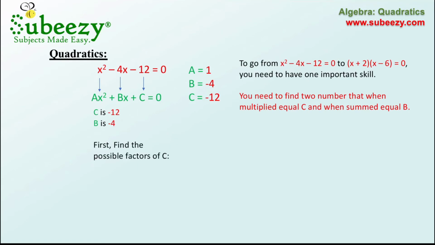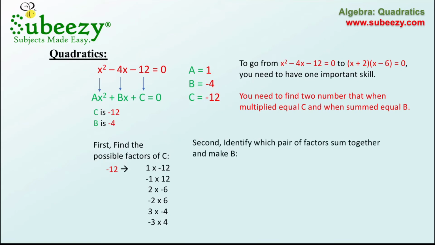First, we want to find all the possible factors of c. c is negative 12, so the possible combinations of factors are 1 times negative 12, negative 1 times 12, 2 times negative 6, negative 2 times 6, 3 times negative 4, and negative 3 times 4.